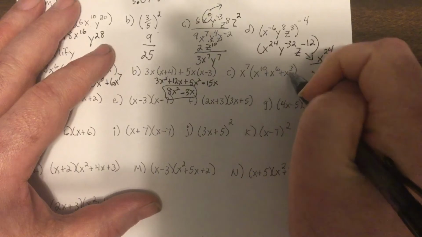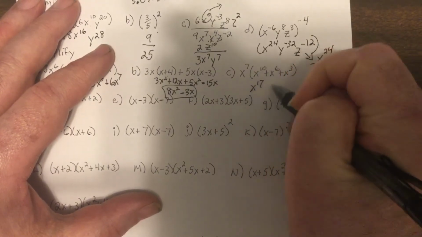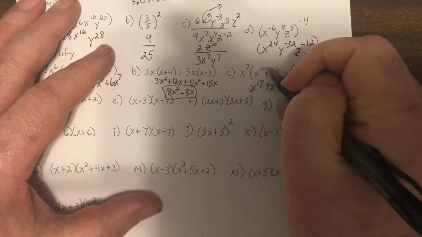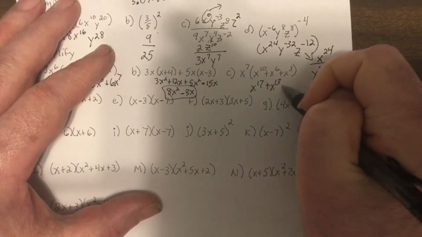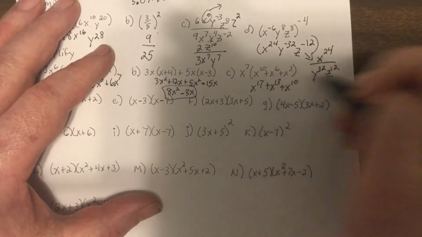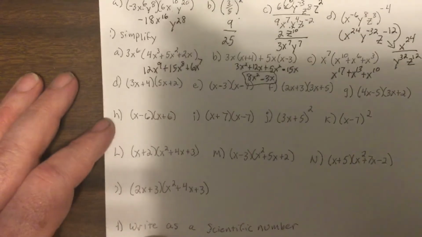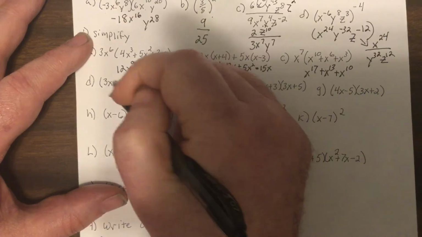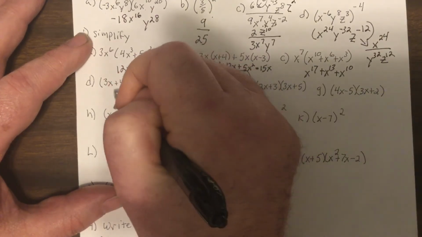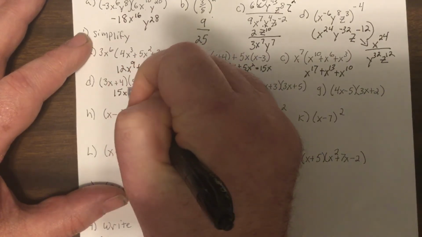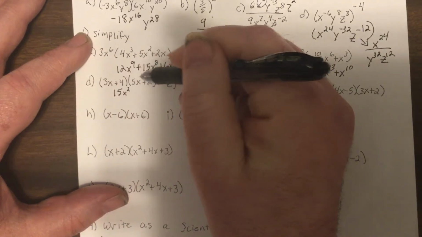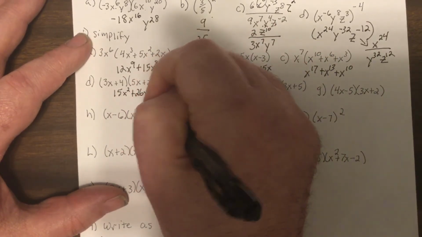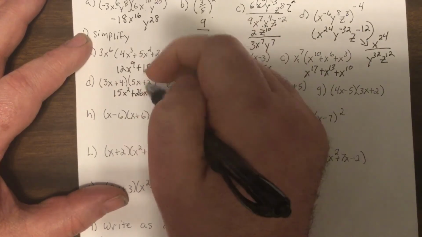So distribute this, it'd be x to the 17th plus x to the 13th. Multiply two things with the same base, you add the powers, plus x to the 10th. Now, FOILing. Oh, we've been working on this for a couple days. It'd be 3x times 5x is 15x squared. 20x plus 6x is 26x. And 4 times 2 is 8.